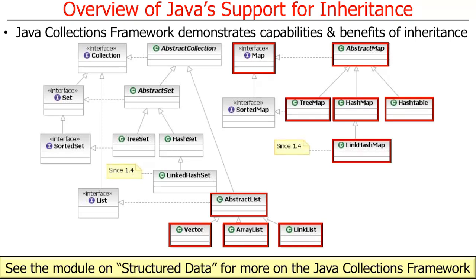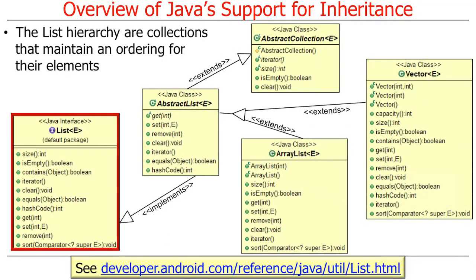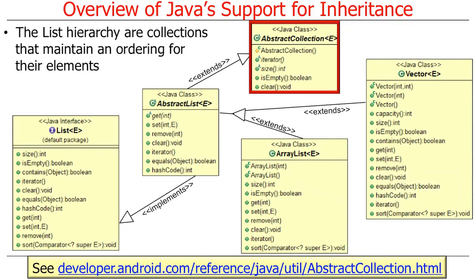Here we'll examine a portion of the list hierarchy, which are collections that implement the list interface and maintain an ordering for their elements. The Java AbstractCollection superclass provides a skeletal implementation of the collection interface. This superclass forms the root of the hierarchy of collection subclasses that provide various implementations of ordered and unordered groups of abstract data type elements.